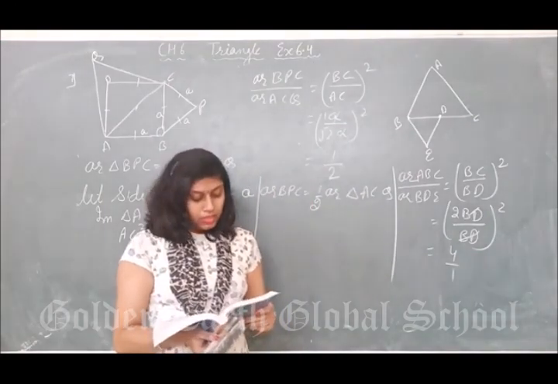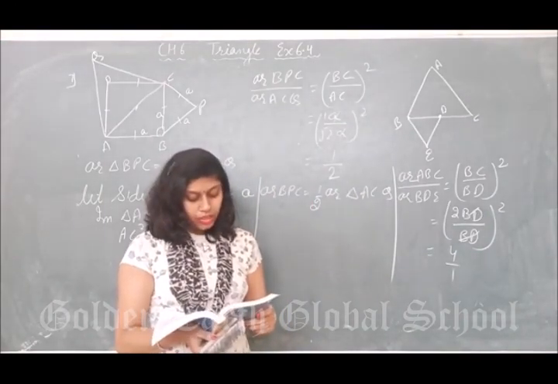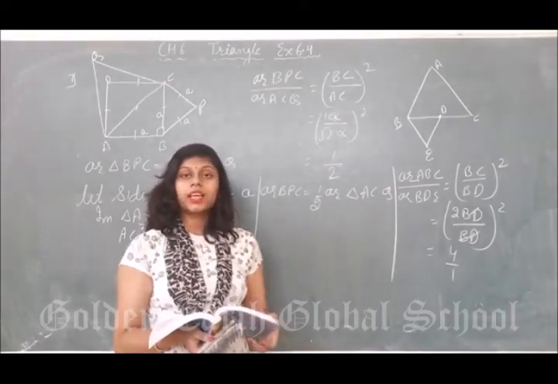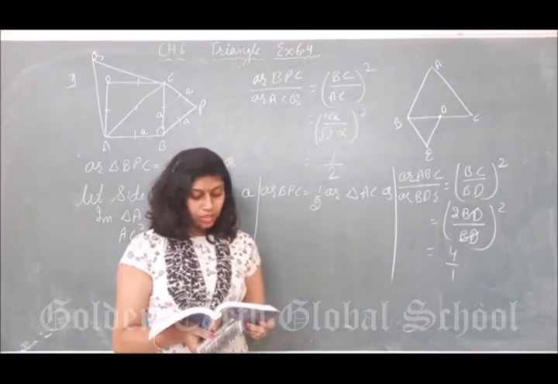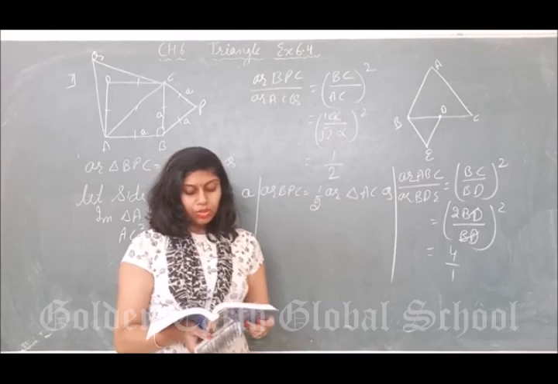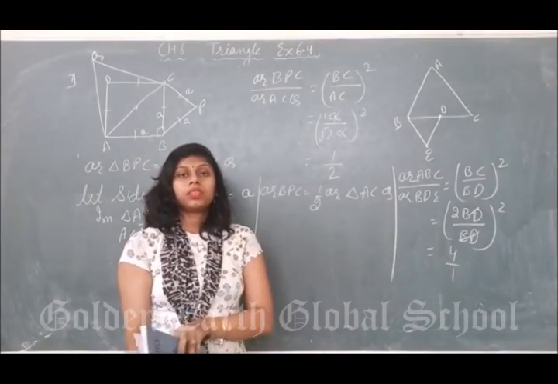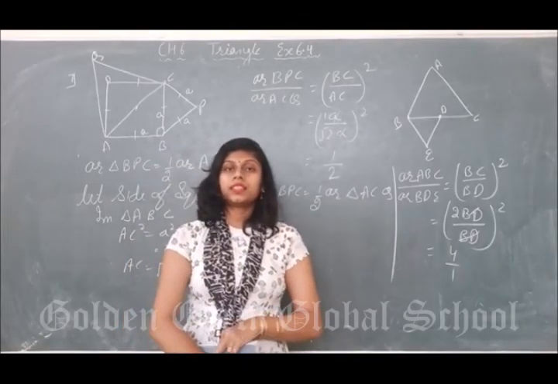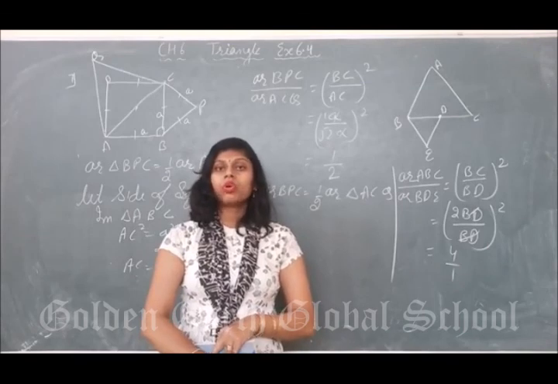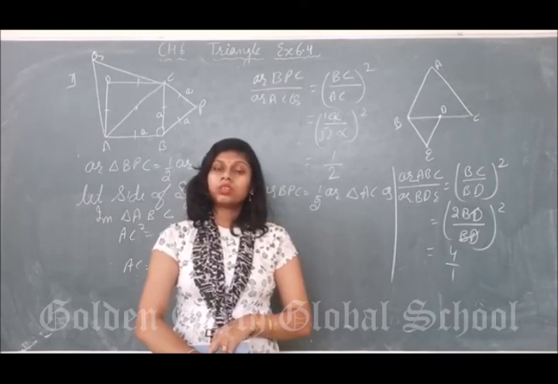Ninth, sides of two similar triangles are in the ratio 4:9. What is the ratio of areas? Area will be the square. So the ratio of areas is 16:81. That is option D. Clear? So this is your complete exercise. Exercise 6.4. Hope you all understand all the questions. Thank you so much.